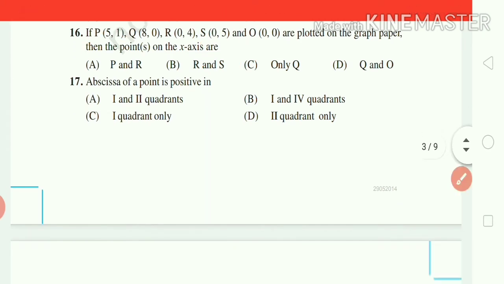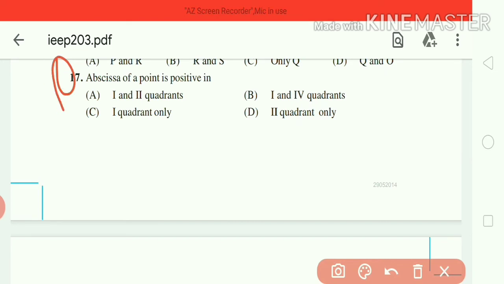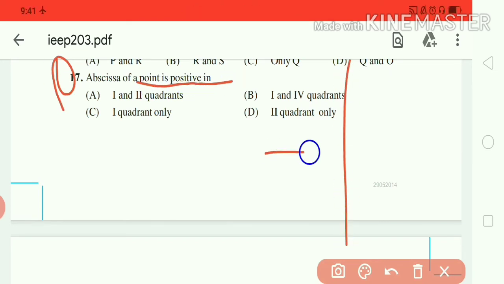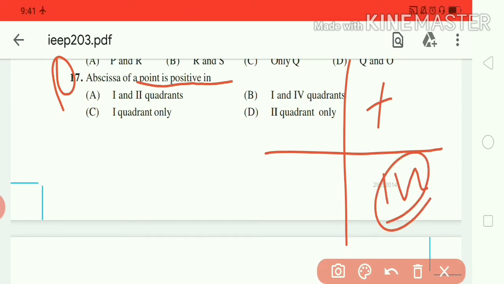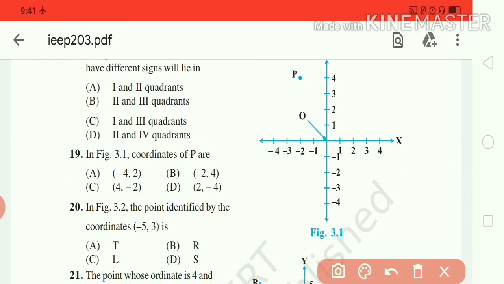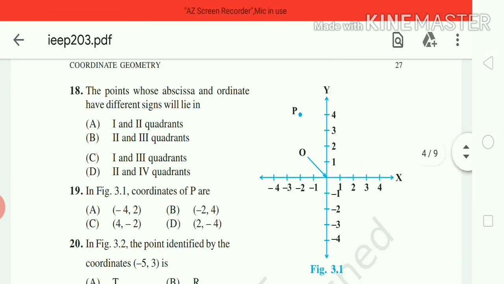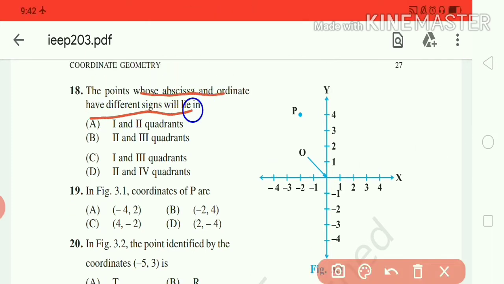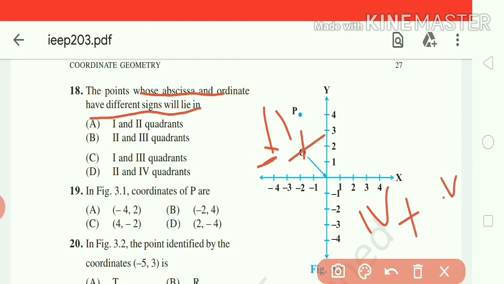Now come to question number 17. The abscissa of a point is positive. Abscissa is positive in the first quadrant and fourth quadrant, right? So in the first and fourth quadrants the abscissa is positive. Now come to question number 18. The points whose abscissa and ordinate have different signs lie in. So different signs lie in the second and fourth quadrant. You know that here x is negative and y is positive, and here x is positive and y is negative, right? So the second and fourth quadrant.